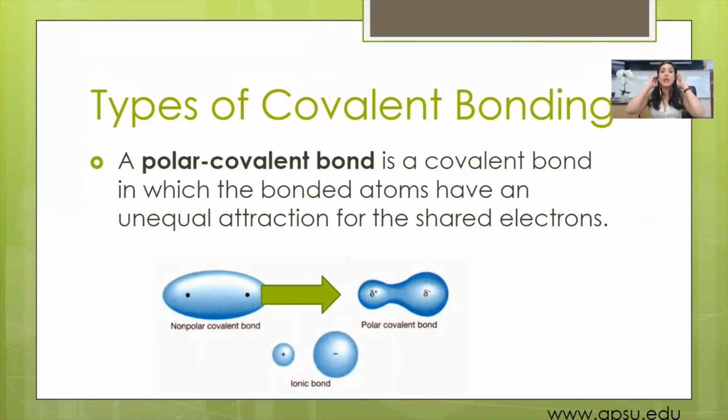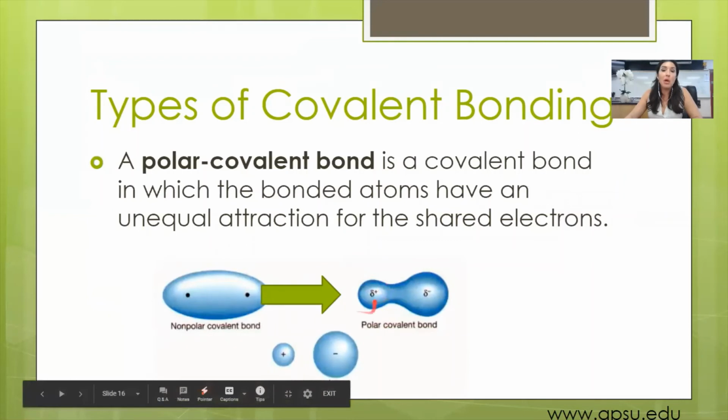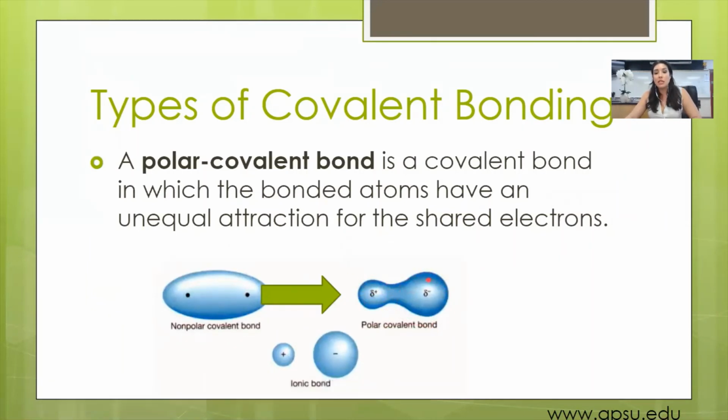It's just that at any given point, it's more likely to have electrons nearby that nucleus compared to this other partially positive nucleus. So this one is better able to attract electrons. This one is less able to attract electrons.